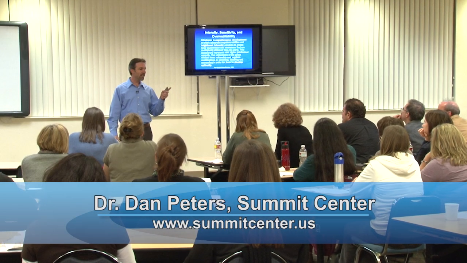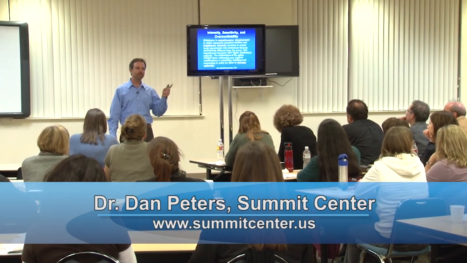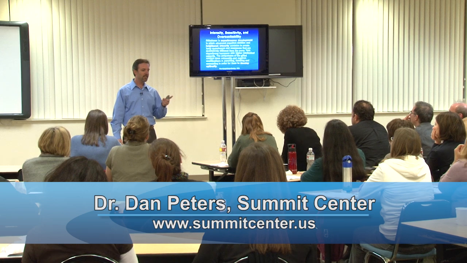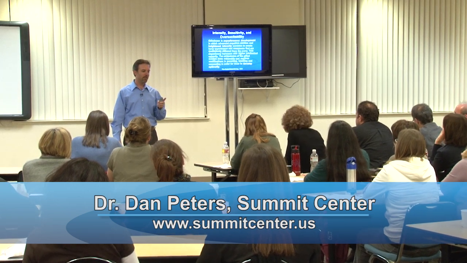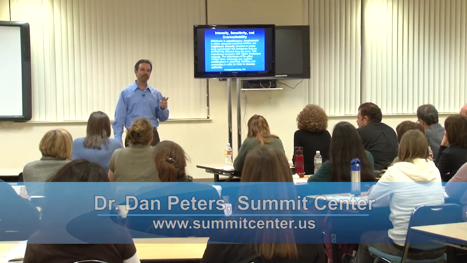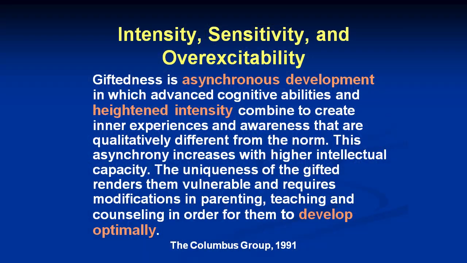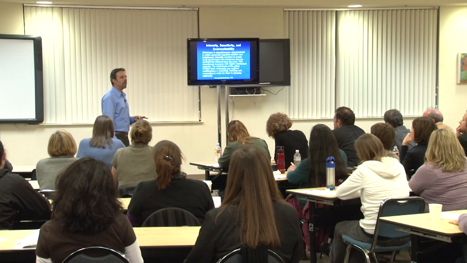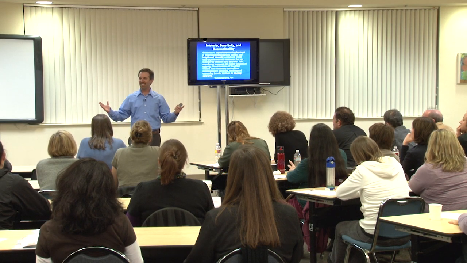You see the highlighted: asynchronous development, heightened intensity, develop optimally. Those are the key terms that we're going to talk about. Okay? Asynchronous development is up and down. Imagine peaks in a mountain range. A gifted child, and we're going to use the word gifted for tonight, has peaks and valleys all in one being.